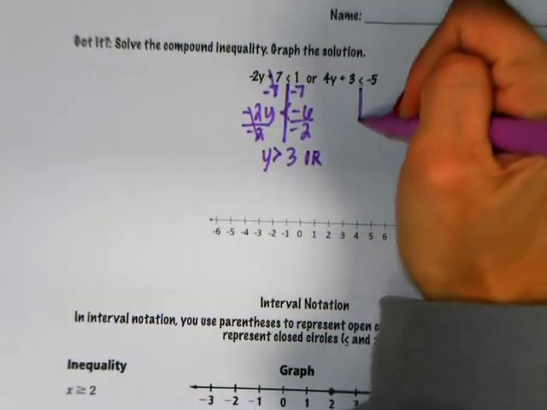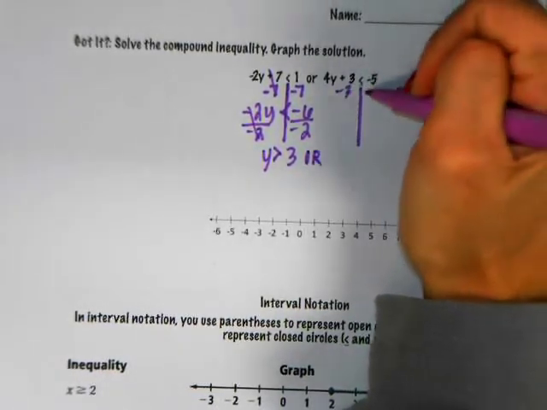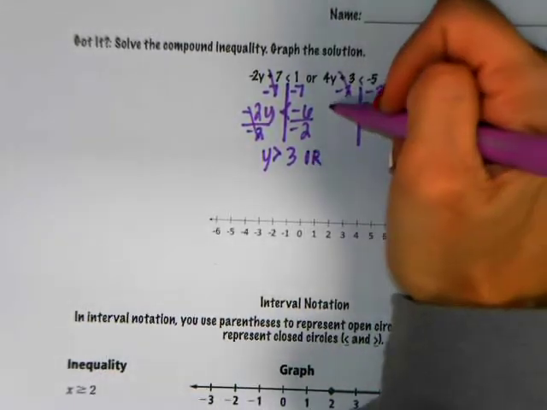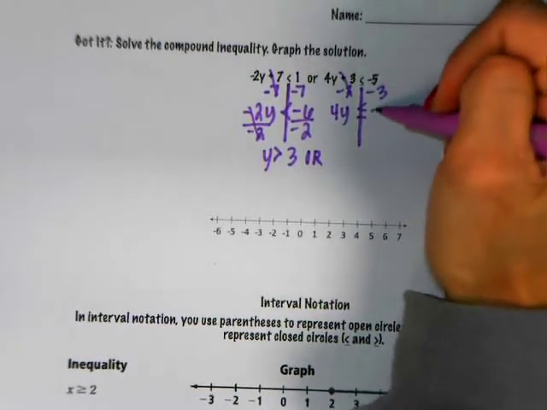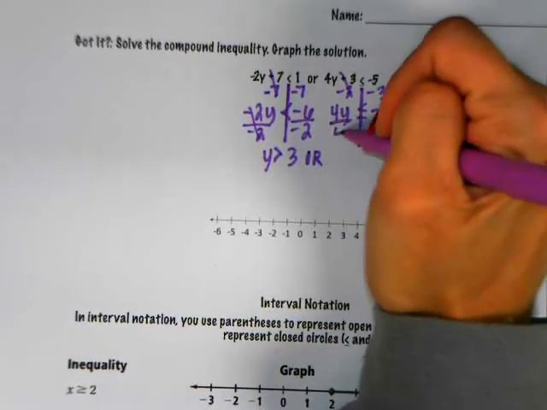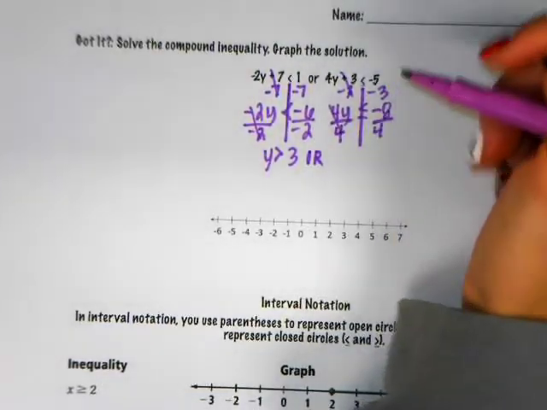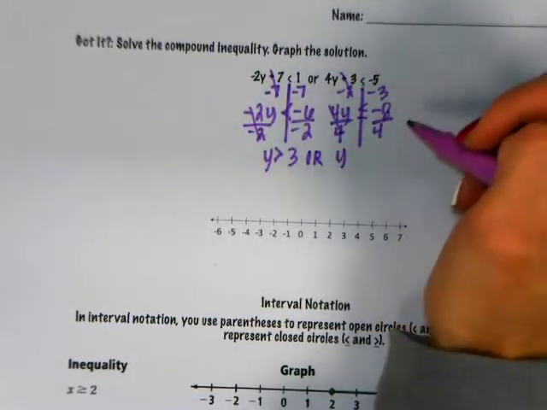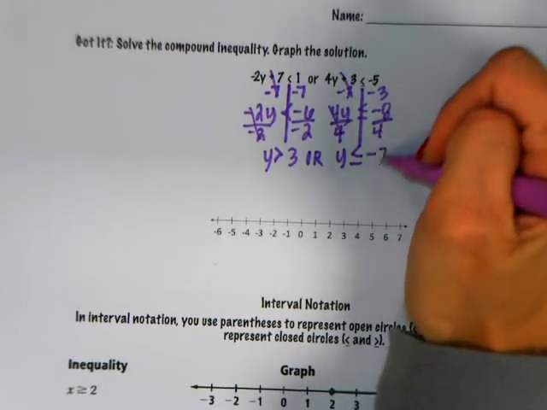Okay, and then solving this one, what do you do first? -3. So 4y is less than or equal to -8. Then what? Divide by 4. Would I flip the sign here? No, because the 4 is not negative, right? So you get y is less than or equal to -2.